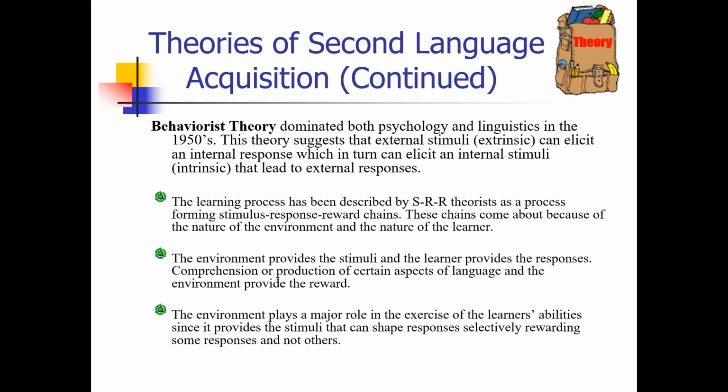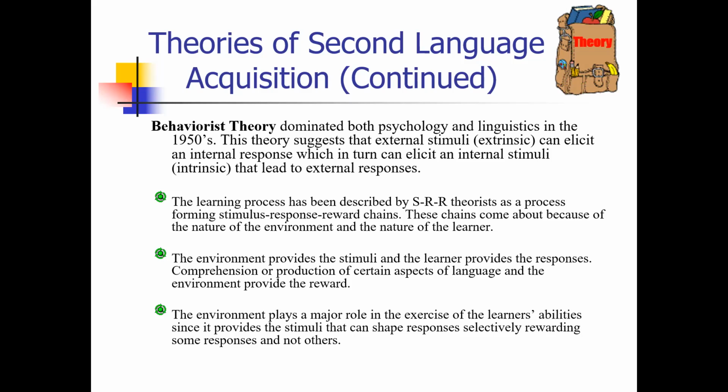And now the theory of second language acquisition: behaviorist theory. It dominated both psychology and linguistics in the 1950s. This theory suggests that external stimuli or extrinsic factors can elicit internal responses, which in turn can elicit external stimuli that lead to external responses. First, the learning process has been described by SRR, a process of forming stimulus-response-reward chains. Decisions come about because of the nature of the environment and the nature of the learners.